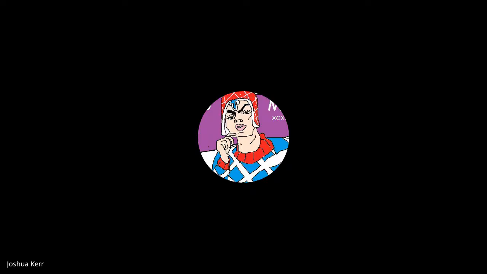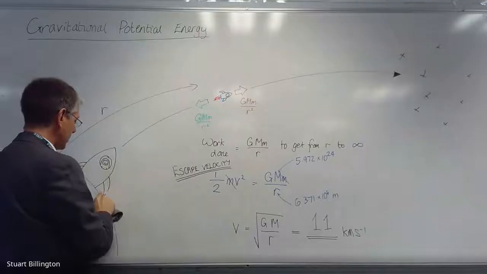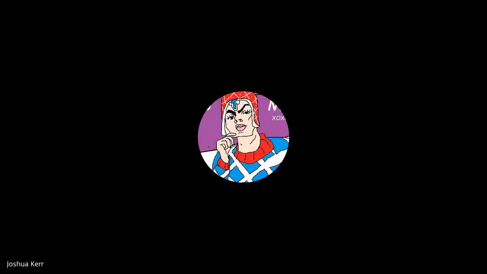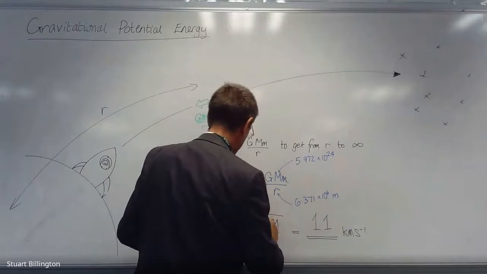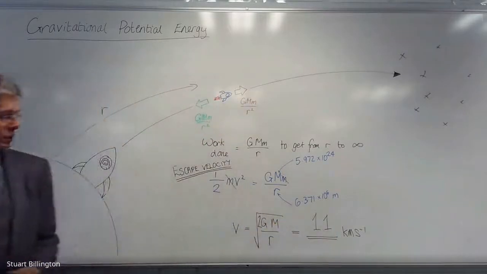So, for your equation for V, shouldn't that be the square root of 2GM over r, not just GM over r? Yes, it should. I missed that out yesterday as well. Well spotted.